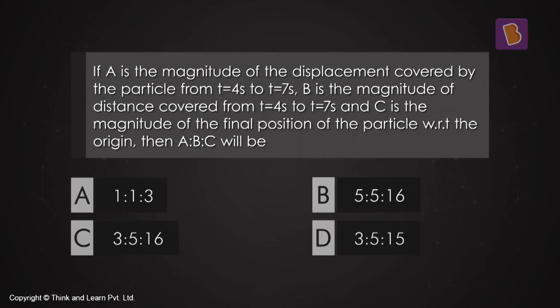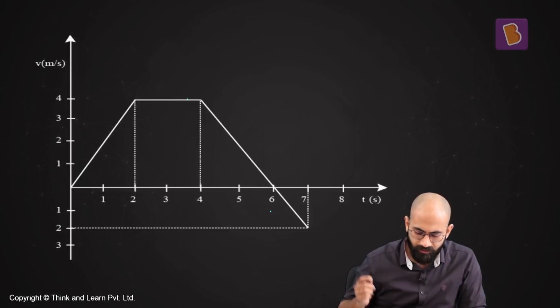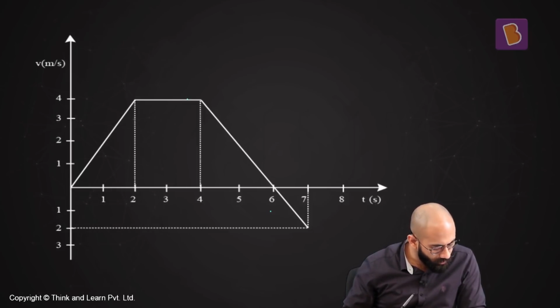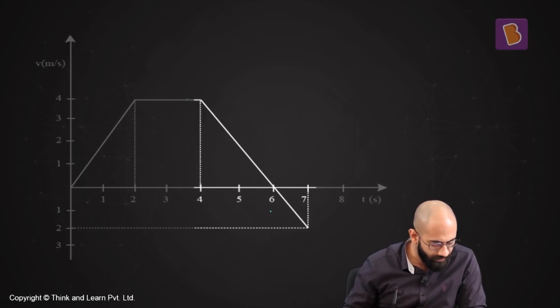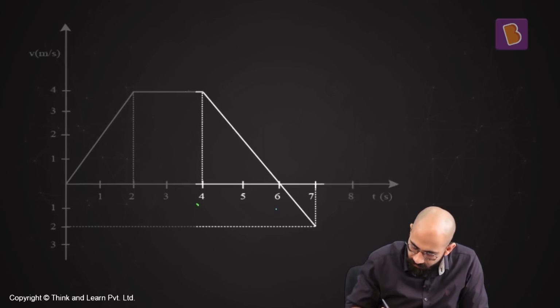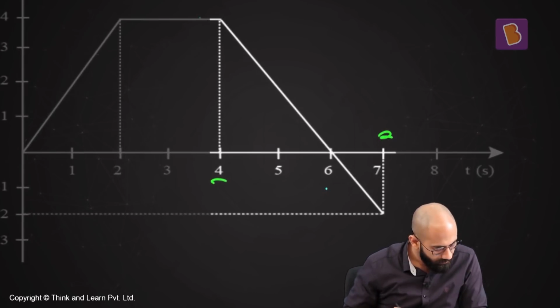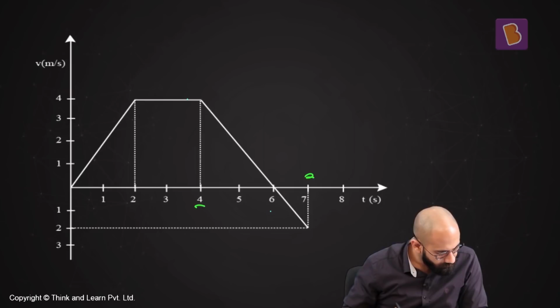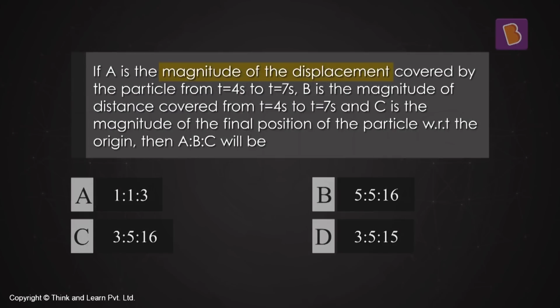So now let's go to the second question. What is the second question talking about? If you notice, it's only worried about what's happening between the 4 second and the 7 second mark. So from here to here, right? The question wants us to compare the magnitude of the displacement, the magnitude of the distance, and the magnitude of the final position, right? Displacement, distance, and final position. How will we do that?